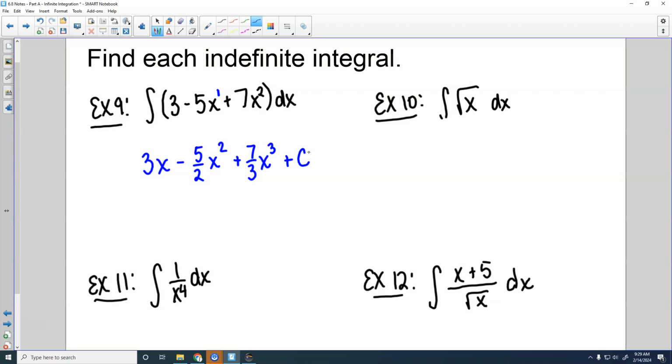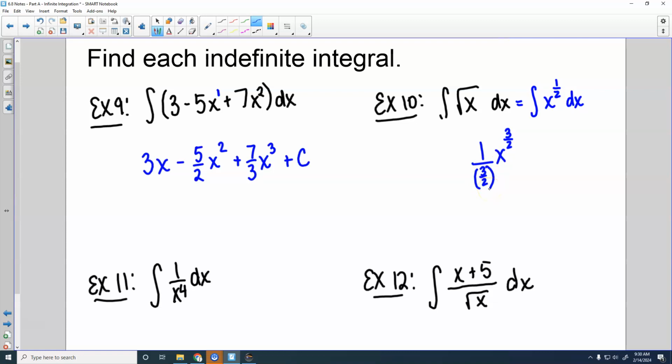All right, number 10. We can't really do number 10 like it is right now. What should I do? Let's make that x to the 1/2 power so that I can use my rule. Now, sometimes a lot of students get mixed up with these fractions. You need to add 1 to the exponent. You're going to get x to the 3 halves. And then you have to divide out front by that 3 halves.